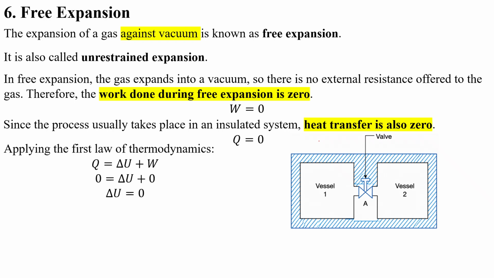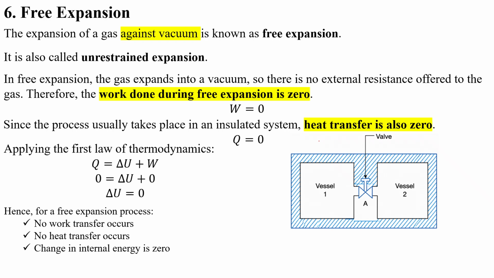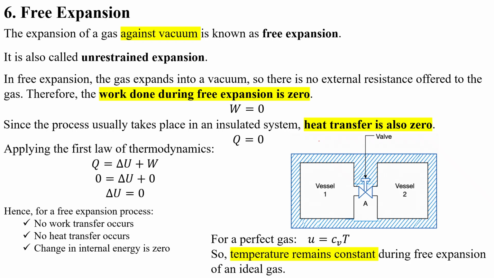Then applying the first law of thermodynamics, Q equal to delta U plus W, where Q is 0 and W is also 0, then delta U will also be 0. So for the free expansion process, no work transfer occurs, no heat transfer occurs, and moreover the change in internal energy is 0. For a perfect gas, we know that the internal energy is CvT, so in the free expansion process the temperature remains constant during the free expansion of an ideal gas.